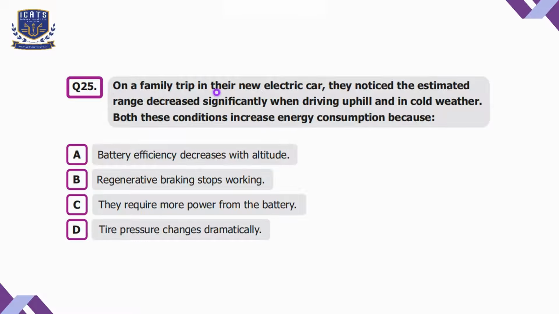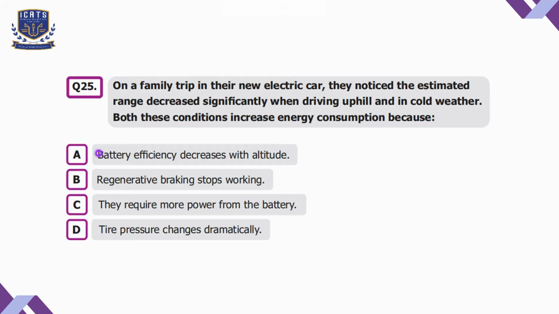Question number 25. On a family trip in their new electric car, they noticed the estimated range decreased significantly when driving uphill and in cold weather. Both these conditions increase energy consumption because going uphill is like the car climbing a big slide. The motor has to work much harder and use a lot of battery power. And in cold weather, the battery does not work as well, and the car also has to use extra energy to warm up the inside. So both of these mean the car needs more power from the battery to keep moving.